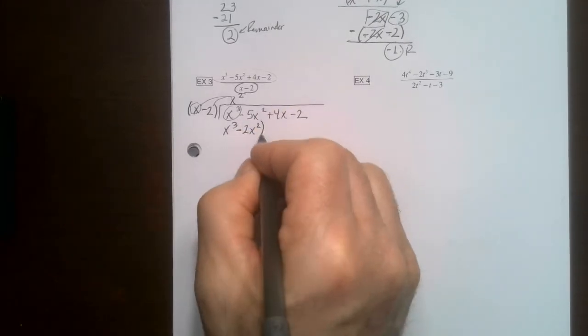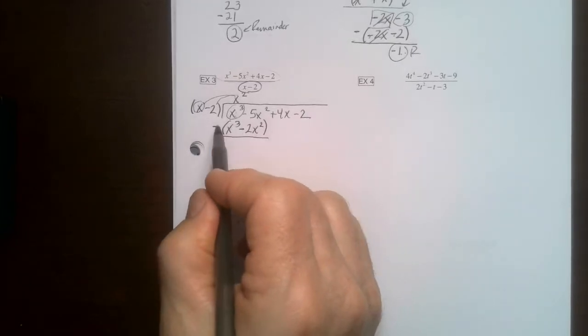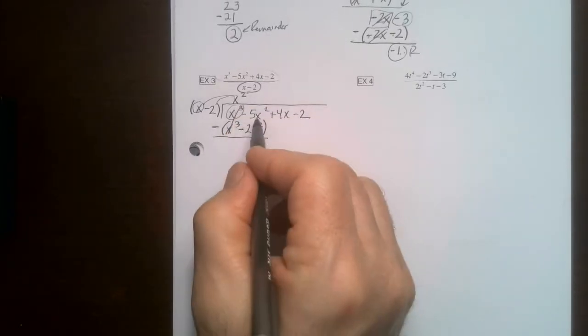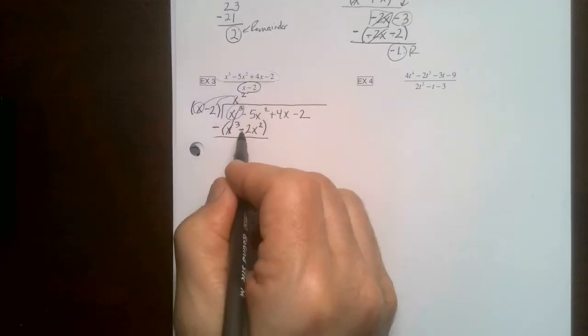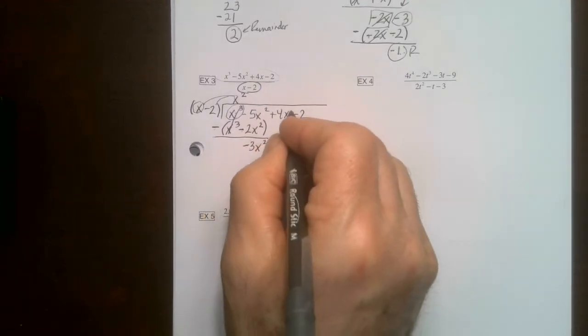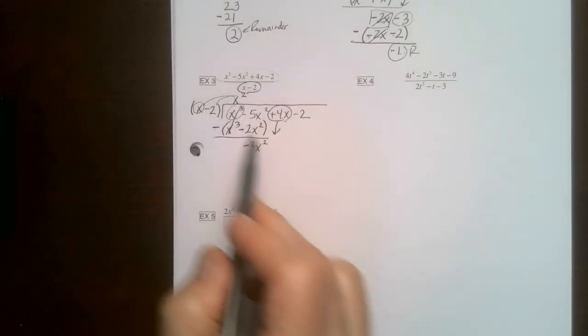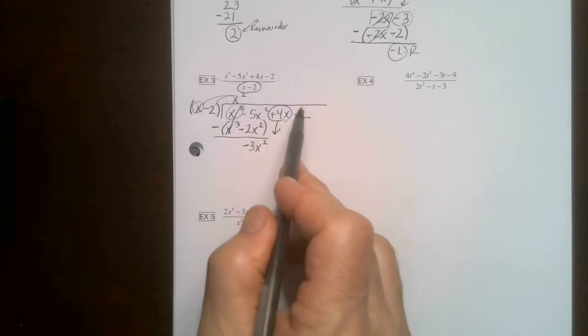What do we do with this? Put parentheses around it and subtract it. So what's x cubed minus x cubed? Gone. What's negative 5x squared plus 2x squared? That'd be negative 3x squared. This is where I bring down my next item. See, if I only have two things here, I only need two things here. That's why I'm not going to bring this down yet.